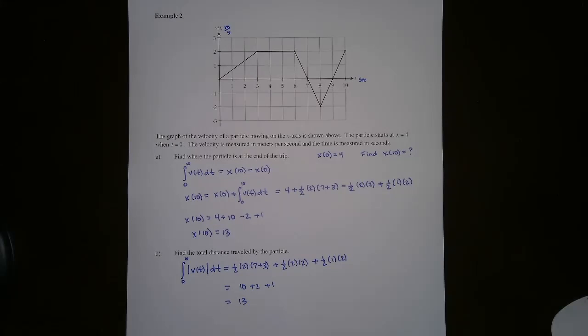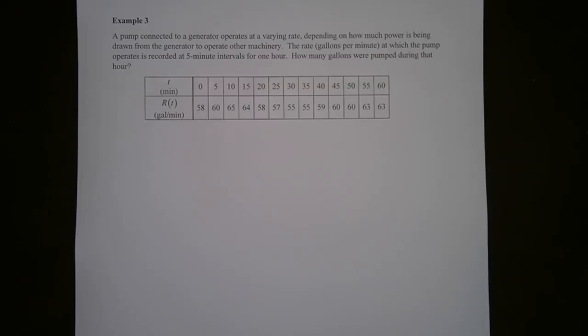All right, let's go to the next example. So example 3 is a table problem, okay? So the last one was a graph problem. The first one was a symbolic problem, right? And this one is a table problem, okay? A pump is connected to a generator, operates at varying rate depending on how much power is being drawn from the generator to operate other machinery, okay? The rate, which is gallons per minute at which the pump operates, is recorded at 5-minute intervals for 1 hour. So how many gallons were pumped during that hour?